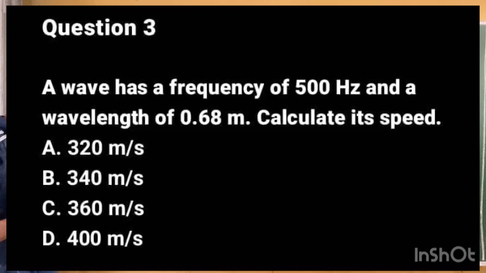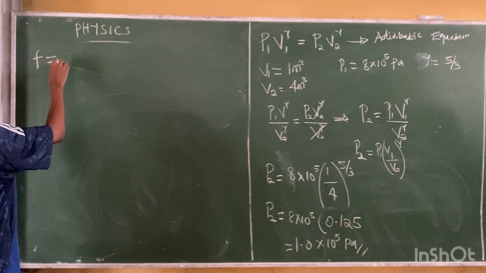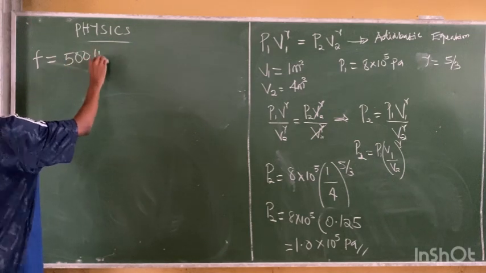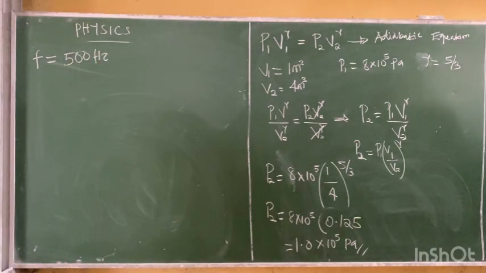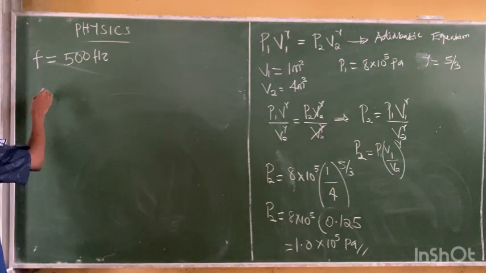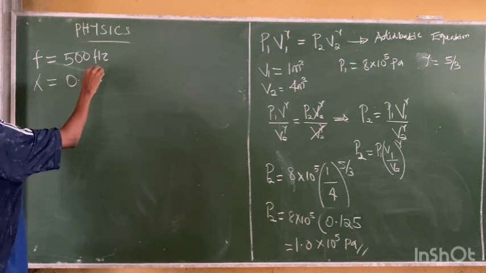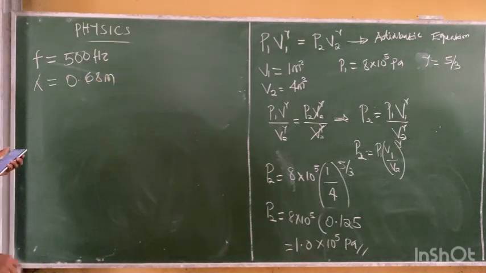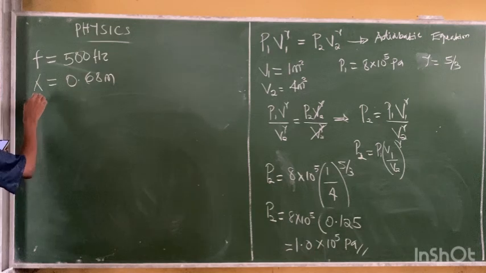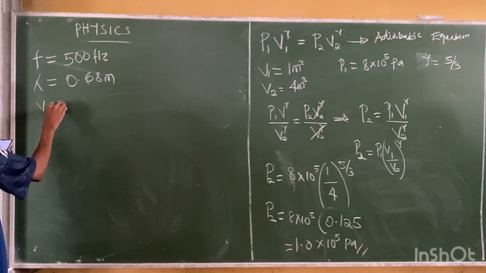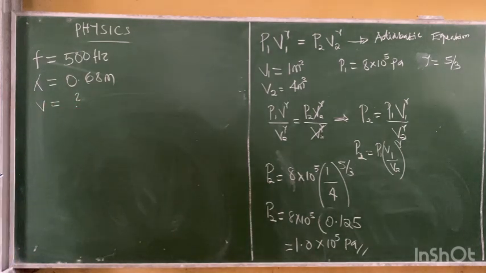Now from the question, what are we given? We are given frequency. Frequency is equal to 500 Hz. We are also given wavelength, that is lambda, to be 0.68 meters. They say find the speed. That's the wave speed. Wave speed is V. V is unknown.